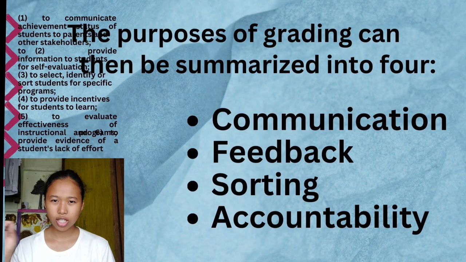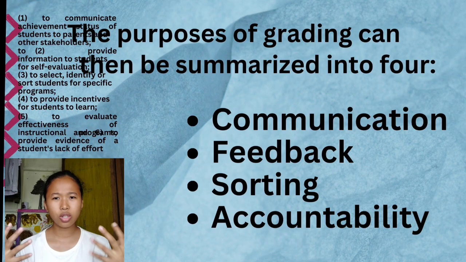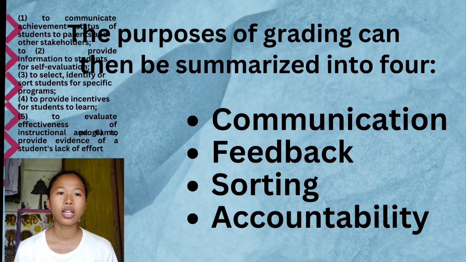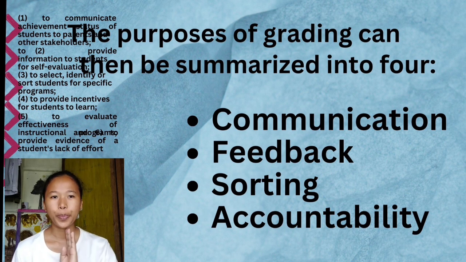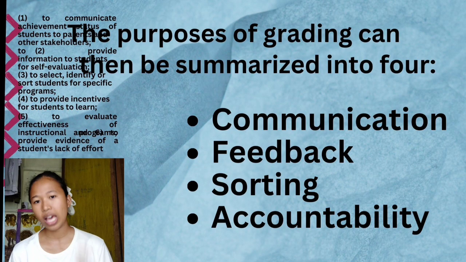That's why it sometimes alters the grade of a student, because a teacher also sees the effort of the student. But according to many experts, grading should not be contaminated by effort, because it should be through the academic performance of the student, and effort is not counted in it. So the six roles of grading are summarized into four: the communication, the feedback, the sorting, and the accountability.